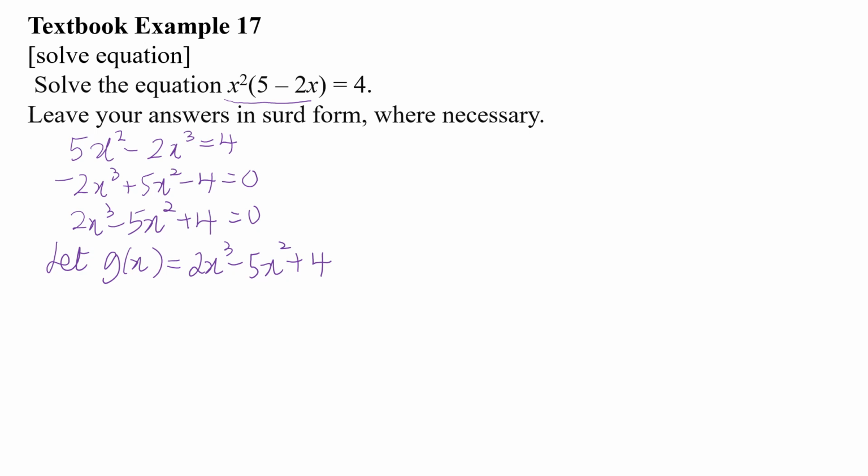So the coefficient of x cubed will be 2. The coefficient of x squared will be -5, and there's no x term there, so the coefficient of x will be 0. The constant is the one without any x term, so that will be 4.